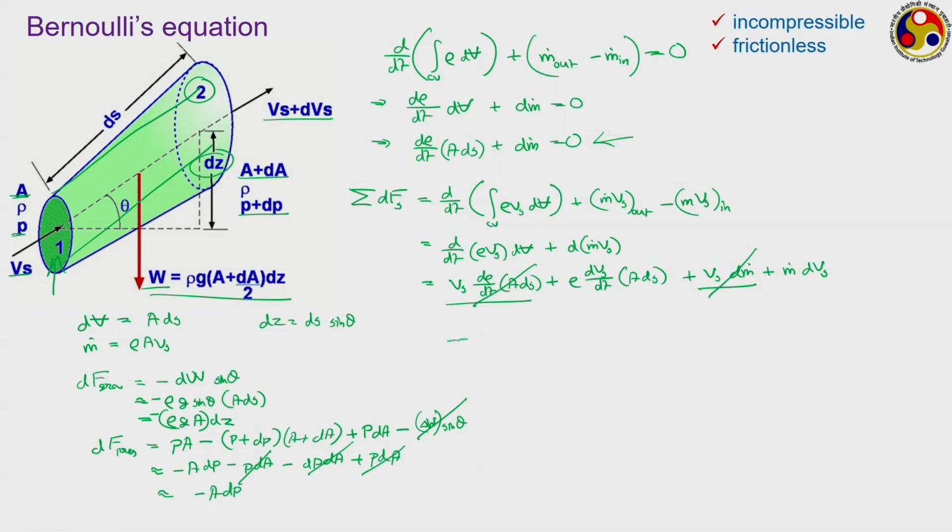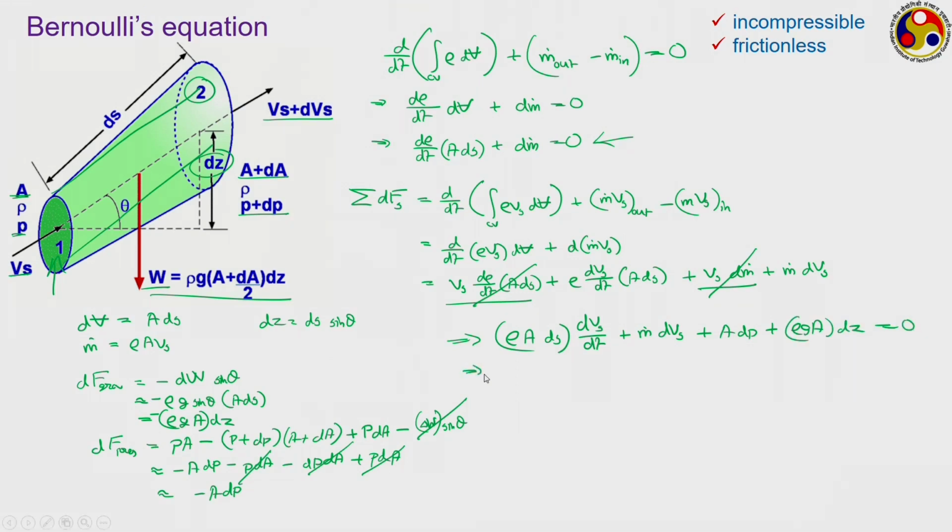So, if we take it back into the momentum conservation equation, on the right hand side we are left with rho A ds into dVs/dt plus m dot dVs, plus the forces coming from the pressure part, A dP, plus coming from the gravitational part rho g A ds, or sorry, rho g A dz, is equal to 0.